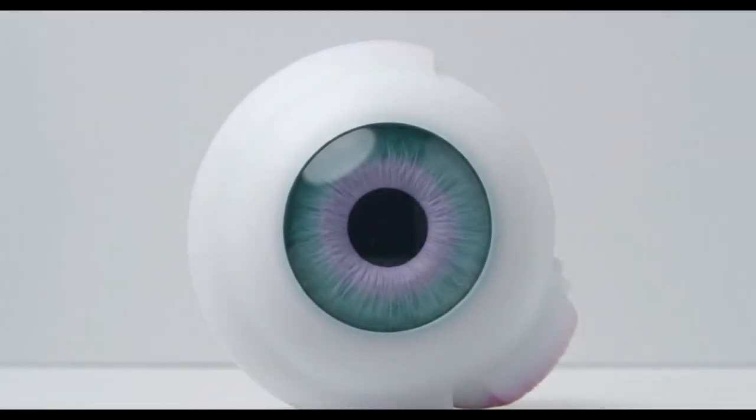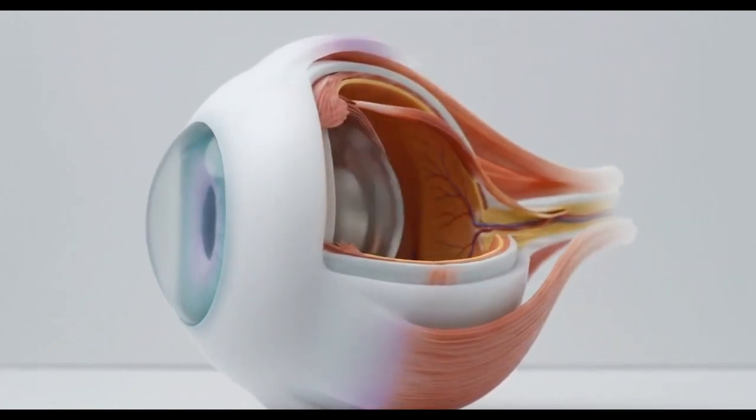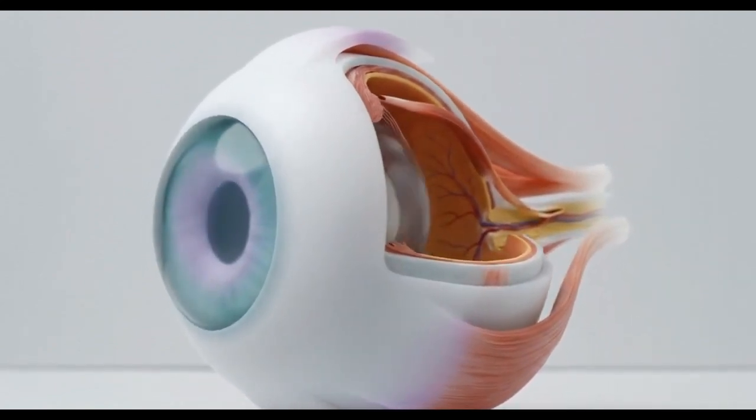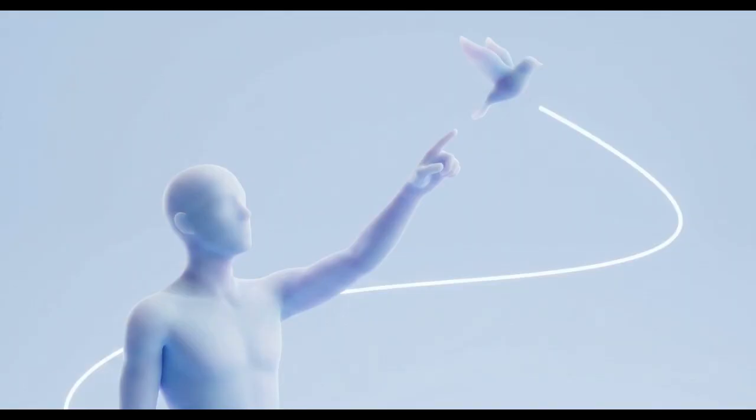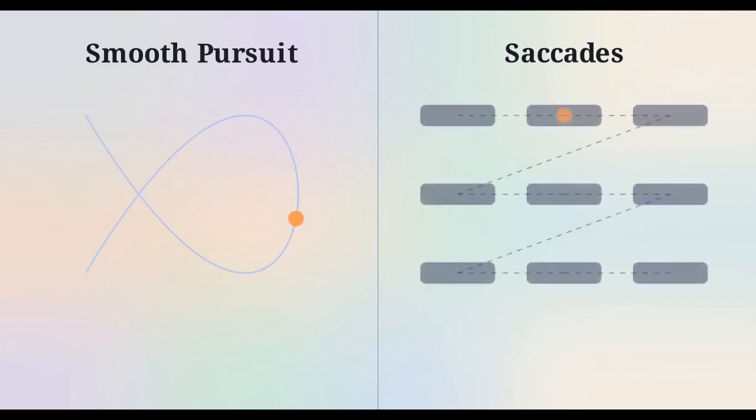Think about the physical mechanics required just to look around a room. Your eyes are constantly darting, stopping, and tracking targets with mathematical precision. When you follow a bird flying across the sky, you're using smooth pursuits, the continuous, fluid tracking of a moving target. But when you read a line of text, your eye doesn't glide. It instantaneously snaps between distinct words. These rapid, ballistic jumps are called saccades.